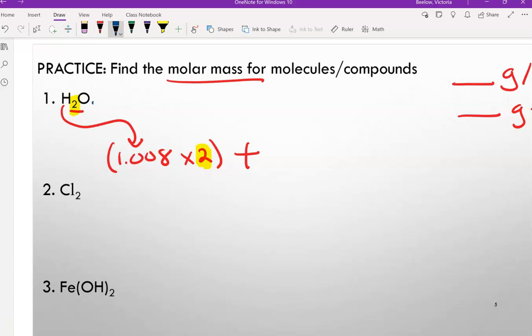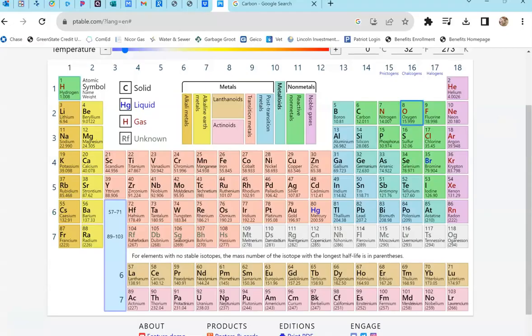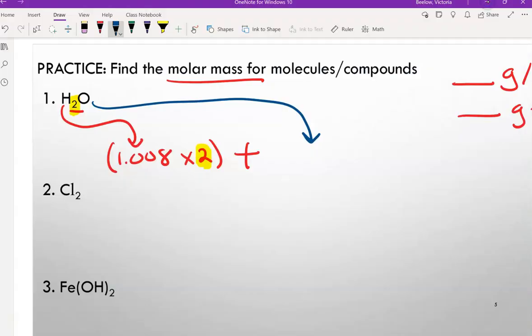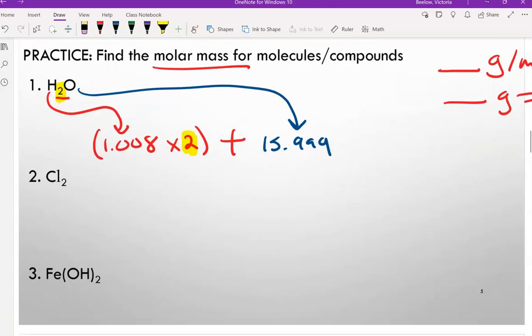Next, we have oxygen. Now, we just have 1 oxygen. It doesn't have a subscript. And oxygen is 15.999. Since it doesn't have a subscript, I don't have to multiply it by anything.